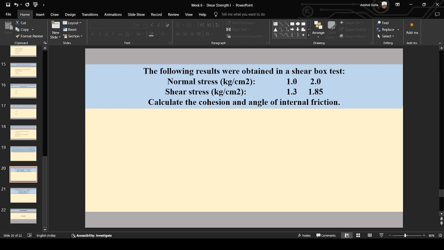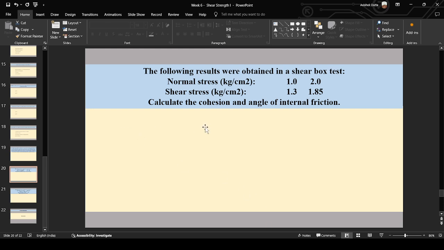I'll repeat the question. The following results are obtained in the shear box test. When normal stress was 1 kg per centimeter square, the shear stress was 1.3 kg per centimeter square. When normal stress was 2 kg per centimeter square, the shear stress was 1.85 kg per centimeter square. From this data, you have to find out the cohesion and angle of internal friction.